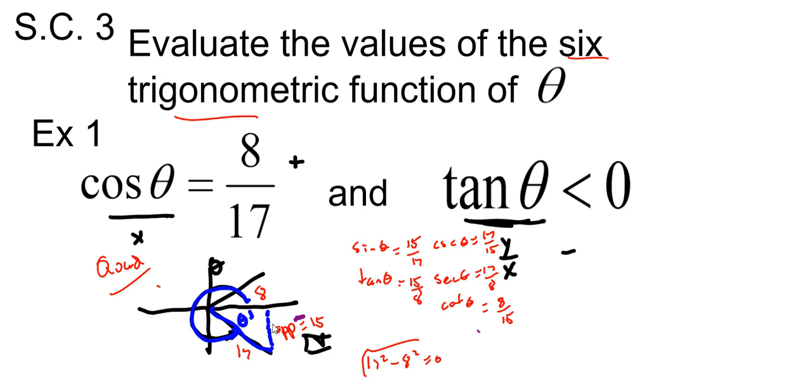So all of our y values are going to be negative here. So that should be negative here. This should be negative there. This should be negative there. And this should be negative there. Okay, so be careful. Make sure you find the correct ratios.